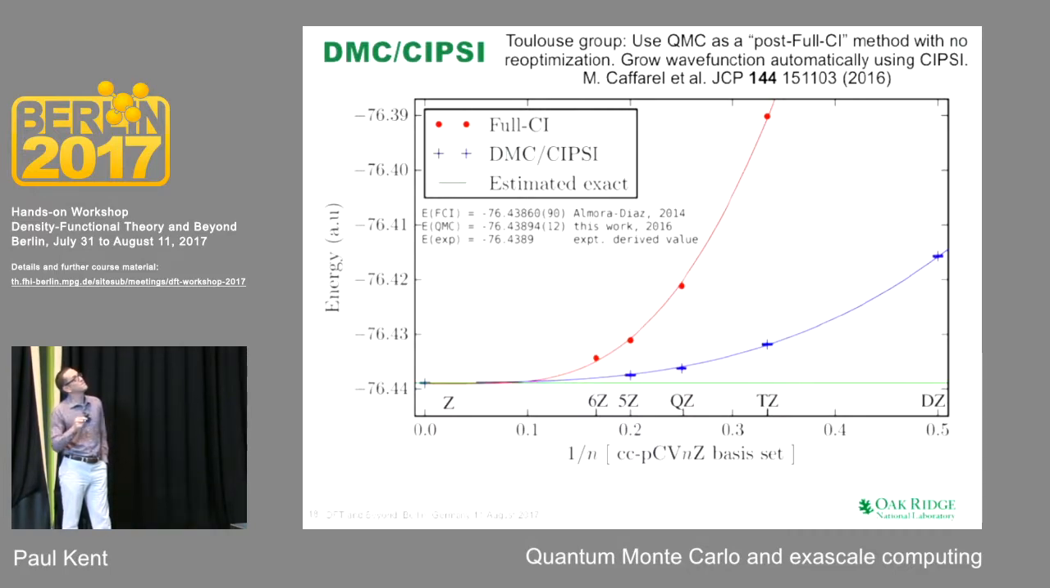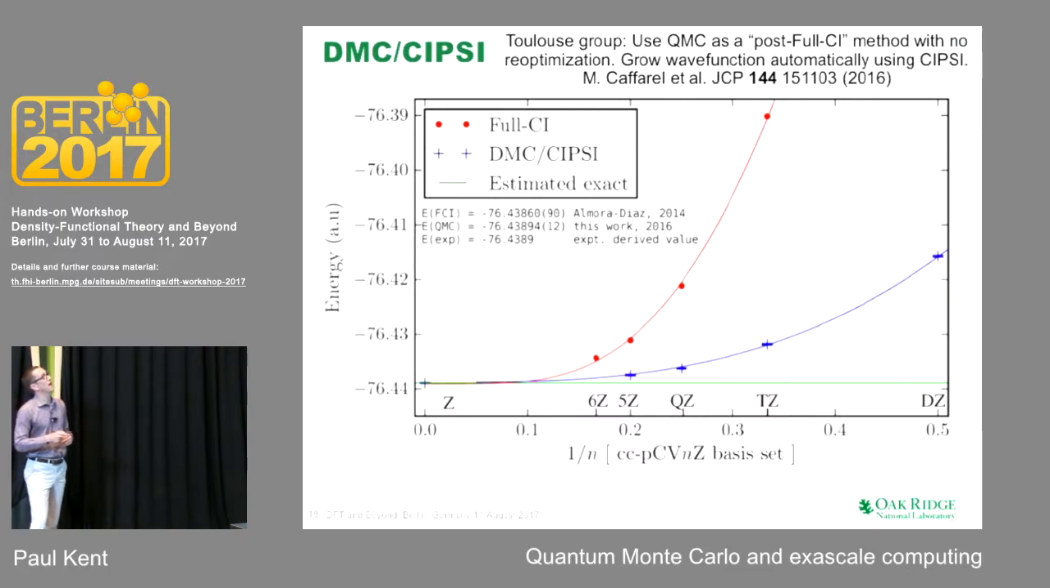So this is a post-full CI method. And significantly, I can't really show this on the graph, they have a method. They've been developing a method, configuration interaction perturbation selected iteration, if I remember correctly, which lets you grow CI expansions essentially automatically. So you can say, give me the first 100,000 determinants, and it will do so.